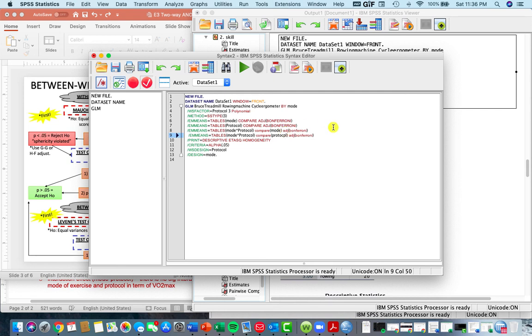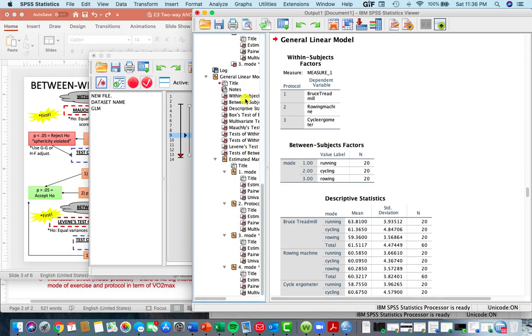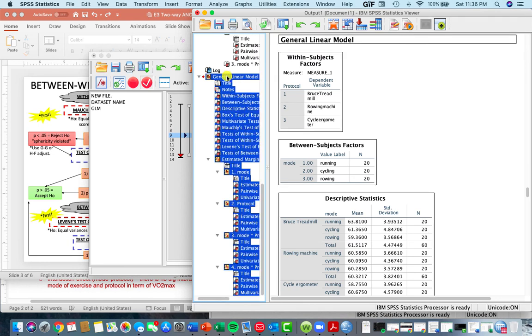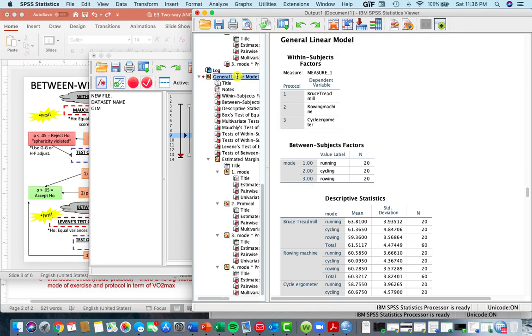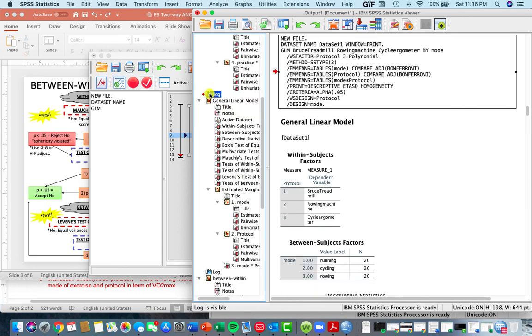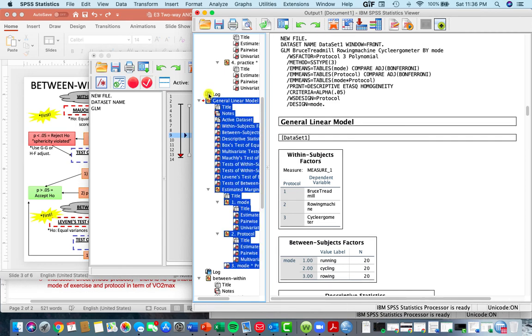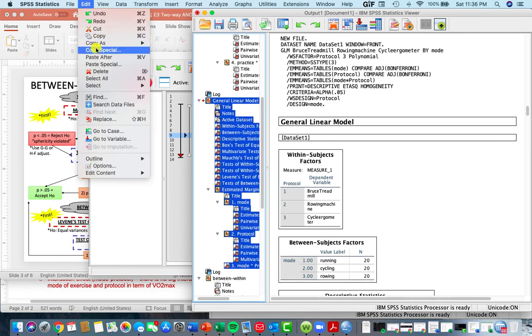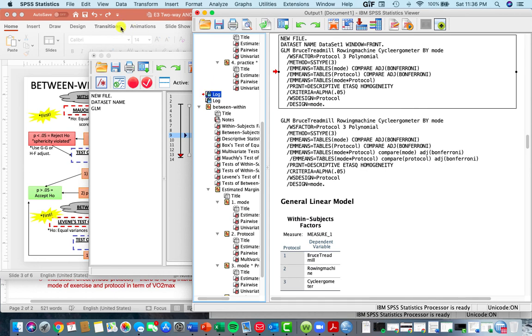Whoops. Oh goodness. Protocol. There we go. Right, hit play, and we generate a new one. So this is the one that I'm going to call my between within, and then this one I can delete because I don't need it. Okay.